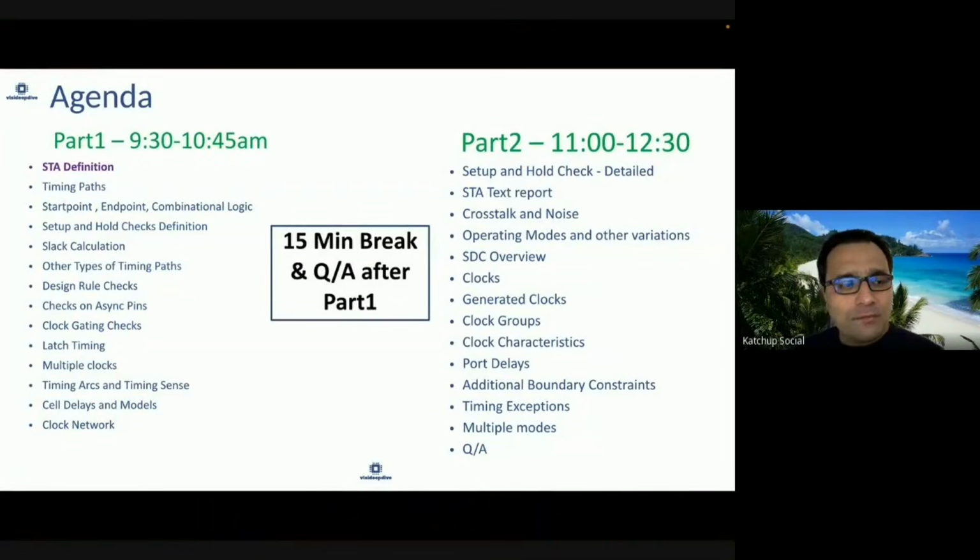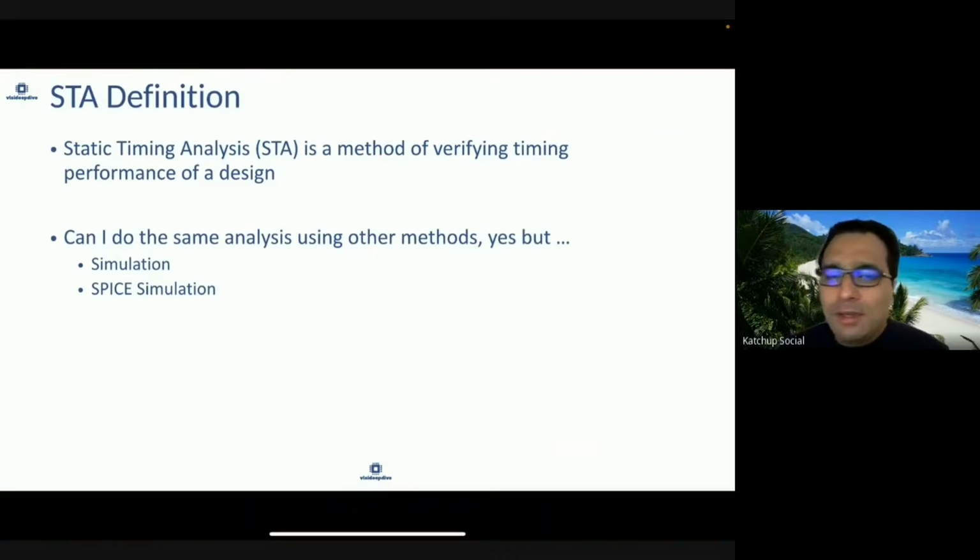So let's start with our first topic, which is the definition of STA. STA is a method of verifying timing performance of the design, and you do it using static methods. What are static methods, we'll talk about. Can the same analysis be done using other methods, like simulation, either SPICE simulation or functional simulation? Yes, it can be done, but it's not exhaustive.